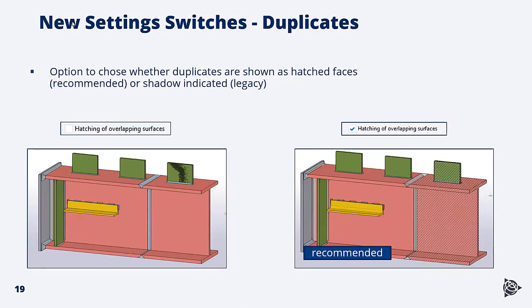New setting switches for duplicates. Hatching of overlapping surfaces. This quite clearly shows if we have identical or duplicate parts over the top of one another. Sometimes this can be intentional or non-intentional, but using this option quite clearly shows that we have parts directly over the top of one another, so two or more parts in exactly the same position. In previous versions, this was shown as a shadowy effect, and we had to rely on clash detection to pick them up. This new selection switch allows you to clearly see those visually on screen and make the decisions on what needs to happen to those.